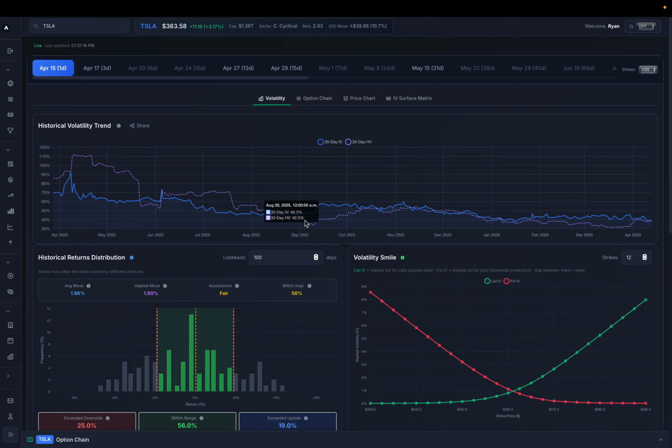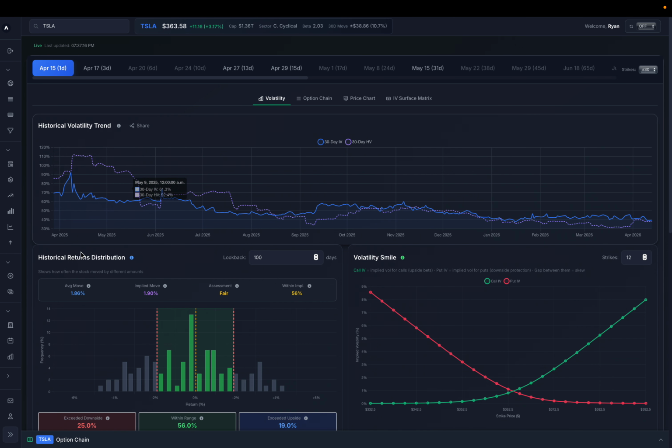At the top here we have a generic non-term structure historical vol trend. So this shows the 30-day implied vol versus the 30-day historical vol. So you have a quick snapshot of where vol is at the minute. Is it overpriced, fairly priced, underpriced, etc.